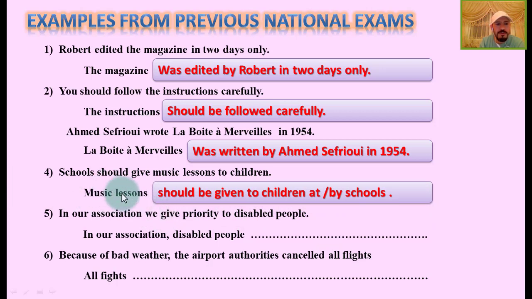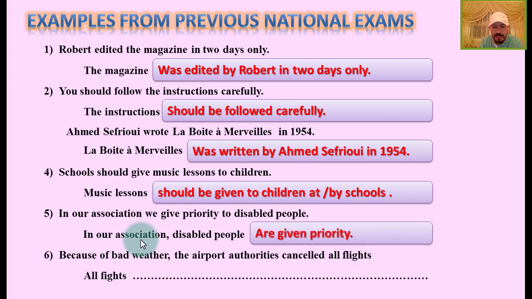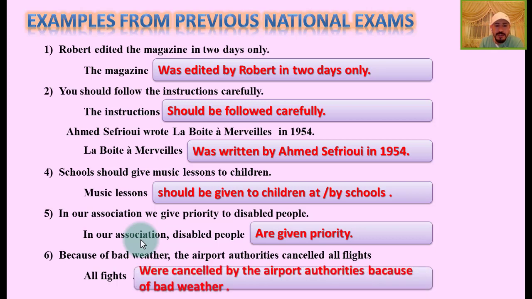So you see number four is the same as number two, and number three is the same as number one. Only the words change, but the rule is the same. Number five, in our association, we give priority to disabled people, so it becomes in our association, disabled people are given priority. And finally, because of bad weather, the airport authorities cancelled all flights. All flights were cancelled by the airport authorities because of bad weather.